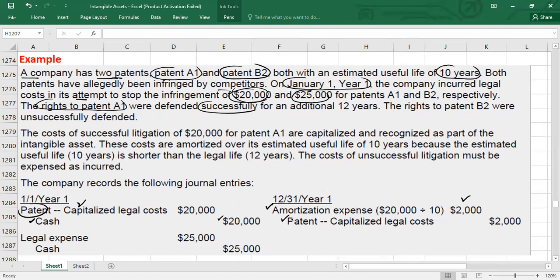But there is another point to remember here: the patent was defended for an additional 12 years. So why did we divide by 10? Because the useful life was 10 years and the remaining legal life is 12 years. We have to amortize over the shorter period, so that's why it's divided by 10. The rights to patent B2 were unsuccessfully defended. It means we need to record this cost as expense immediately. So what entry will you pass? You will debit legal expense and credit cash for $25,000.